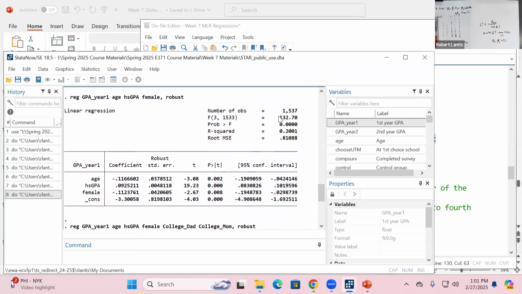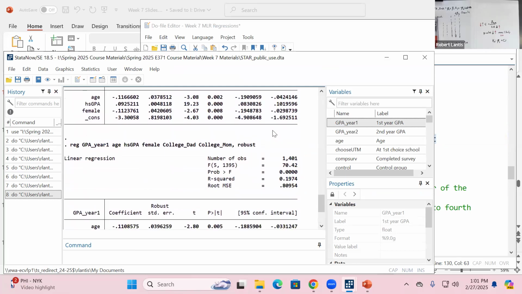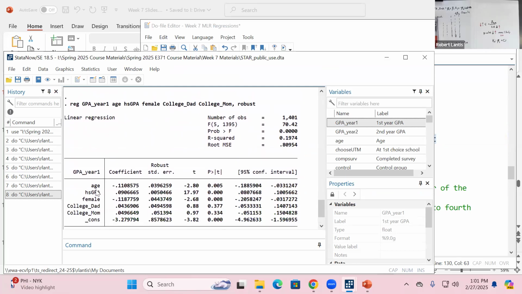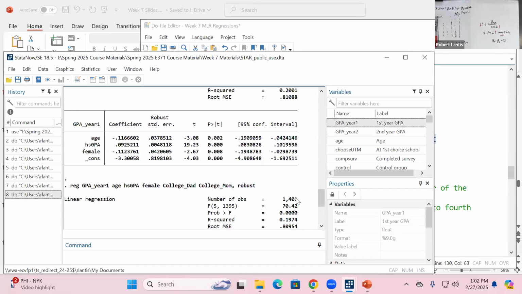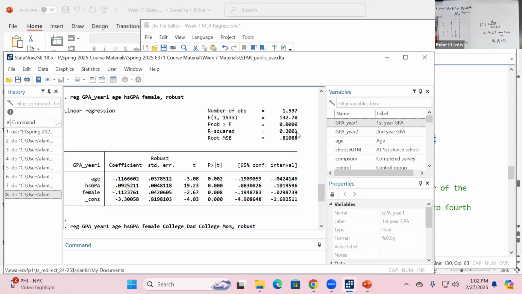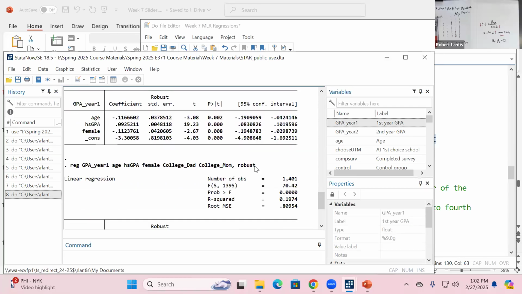So here was the original one. What percent of the variation were we explaining? Just over 20%. If I then come down here, what amount of the variation can we explain? Actually it looks like it went down, right? This is kind of a weird one. But what's going on? What's also different in these two regressions? My number of observations.